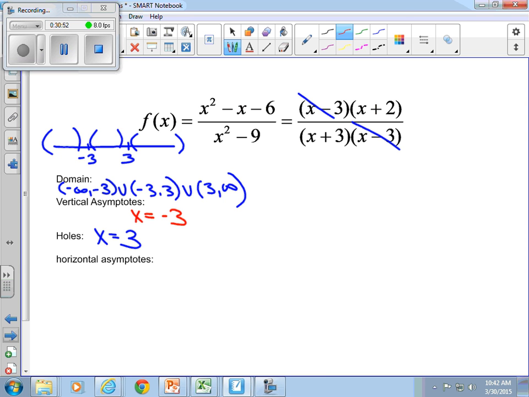None of the things we're finding today have anything to do with the numerator, except for holes versus asymptotes. So everything, holes, vertical asymptotes, and domain, all have to do with the denominator.